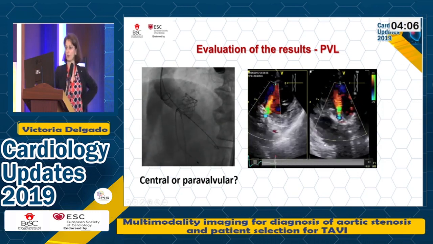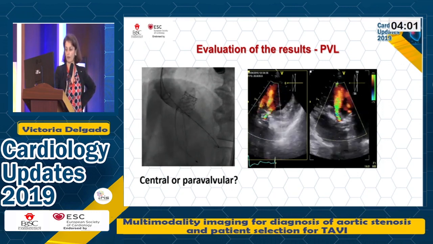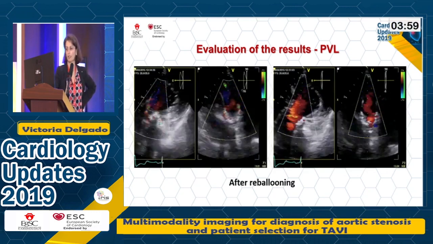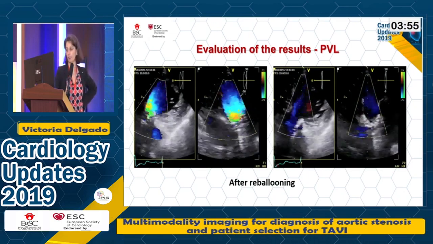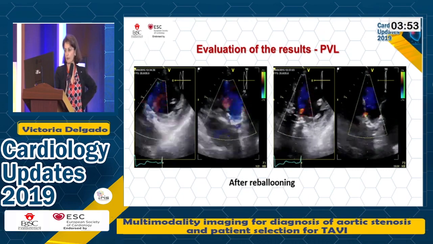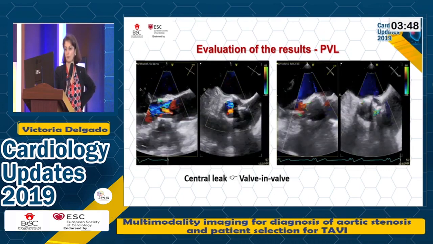Here in this one, you see that the valve is completely outside of the frame, and we may need to re-balloon. And you can see that after the re-ballooning, there is a significant reduction of the paravalvular leak. So for that, I think that transesophageal echocardiography is far superior to transthoracic echocardiography and fluoroscopy.